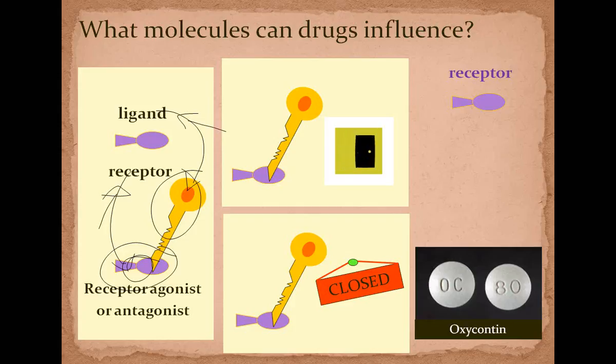Did anybody find out if oxycontin is a...? Oxycodone is an agonist.